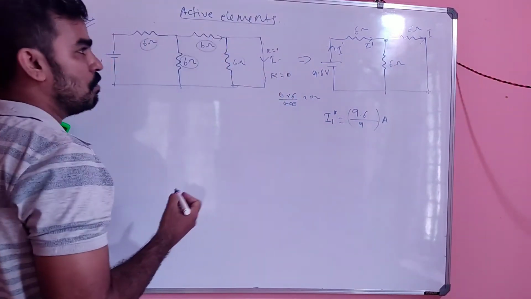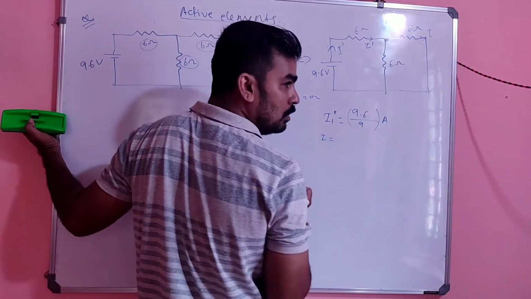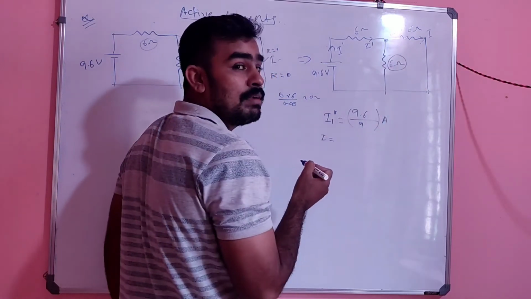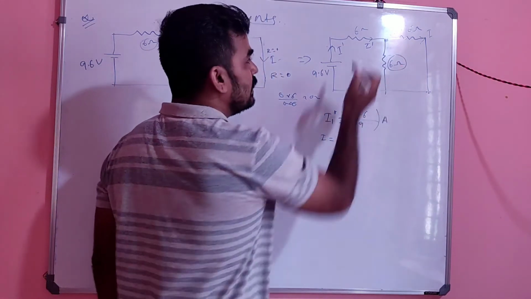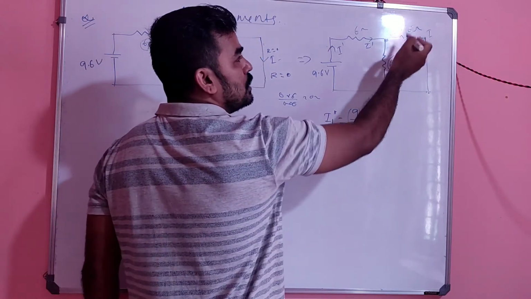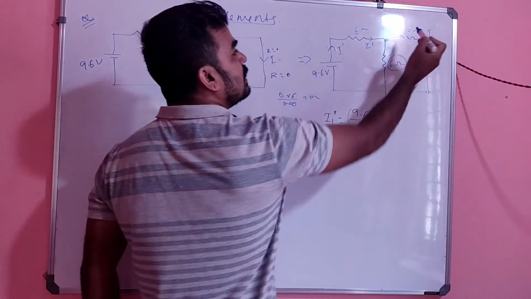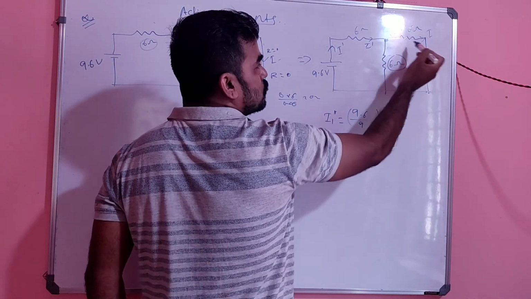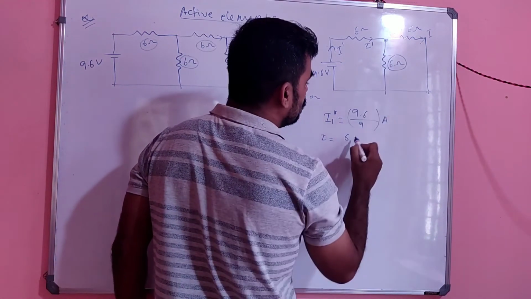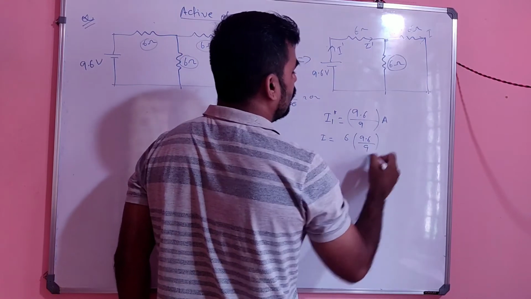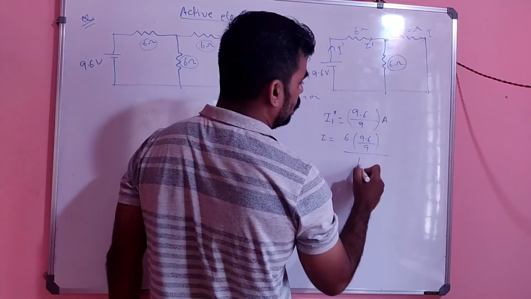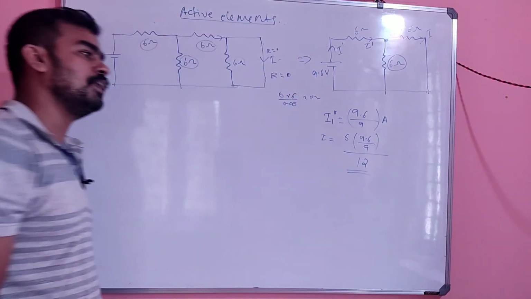According to the current division rule, I will be equal to the incoming current into the opposite branch resistor. Opposite branch resistor is what here? 6 ohm. Opposite means opposite to the resistor at which we have to find the current. Here across this 6 ohm we have to find the current, right? So I will be equal to 6 into 9.6 divided by 9, divided by the total resistance. What is the total resistance here? 12 ohm. So this will be the value of current I.